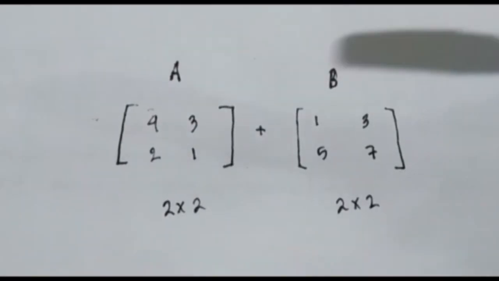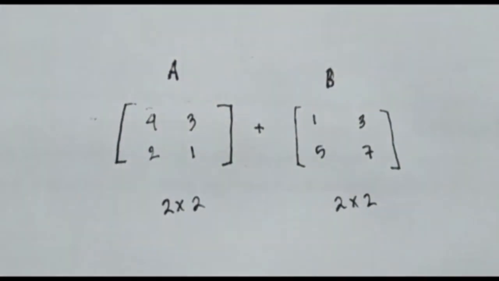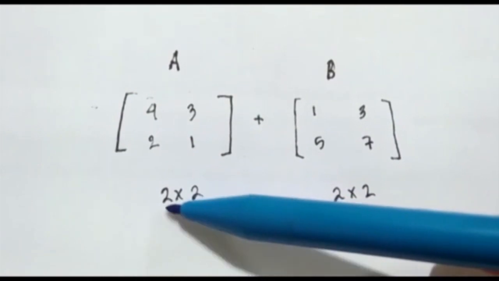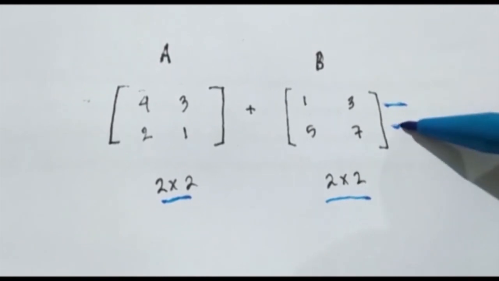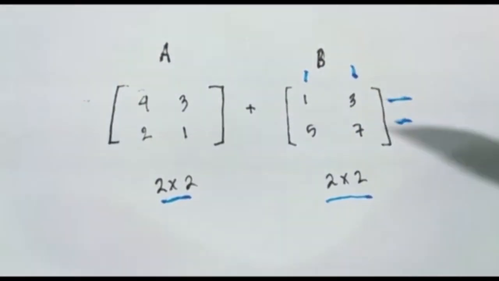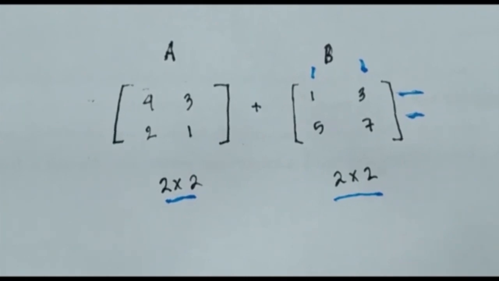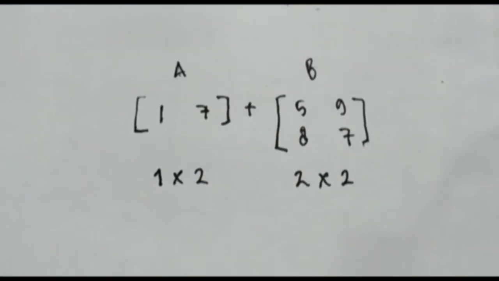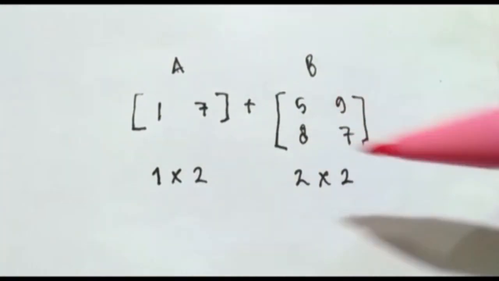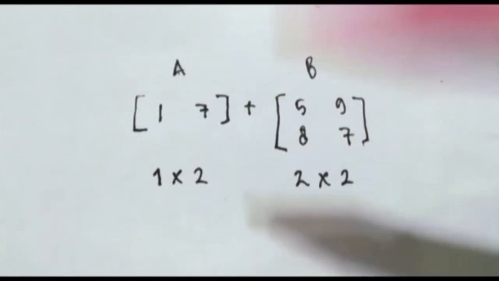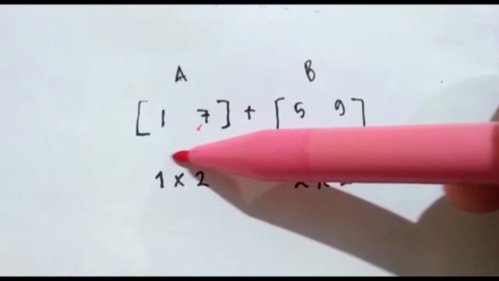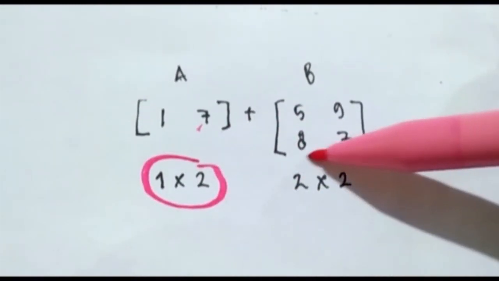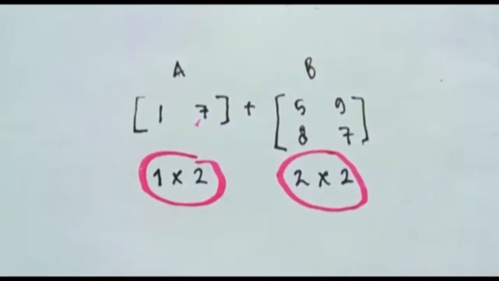For the examples, matrix A and matrix B have the same dimension. It's 2 by 2 with 2 by 2. It means 2 rows and 2 columns. So we can add this matrix. For this matrix, we can see matrix A and matrix B have a different dimension, so we cannot add matrix A and matrix B, because matrix A is 1 by 2 and matrix B is 2 by 2, and they are different. And now I will explain about addition matrices.